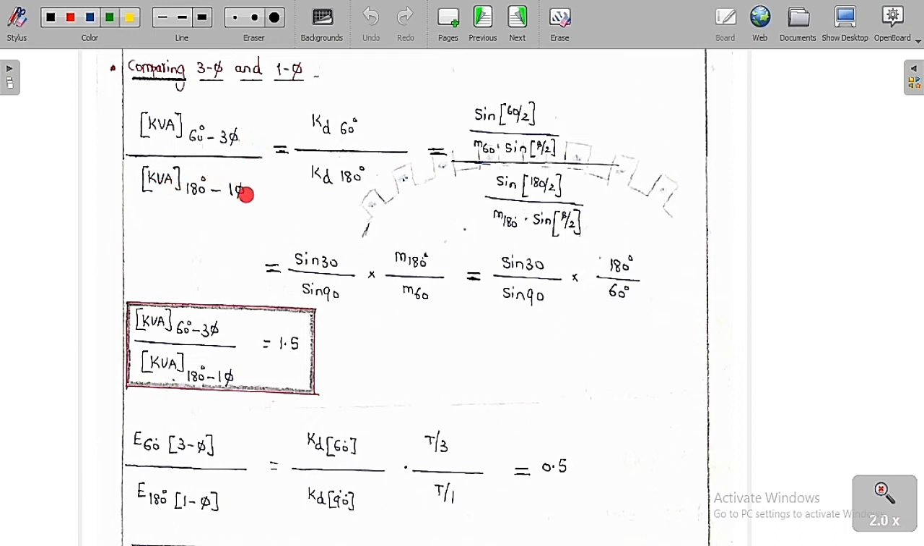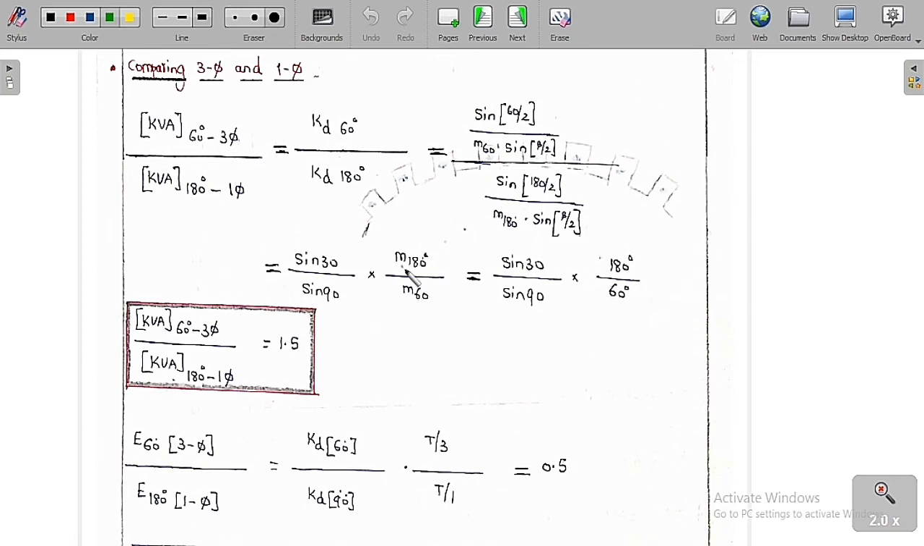By the kVA rating of a single-phase system. I already told you, for an N-phase system the phase spread is 180 by N. If you substitute N equal to 1, we are going to get 180 degree. So this is equal to the ratio of the corresponding KD values: KD for 60 degree by KD for 180 degree. I already told you KD is sine of mβ by 2 by m into sine of β by 2, which is equal to m of sine of 60 by 2 by m 60 into sine of β by 2, by sine of 180 by 2 by m 180 into sine of β by 2. If you do simplification, finally we are going to get sine 30 by sine 90 into m of 180 by m of 60.